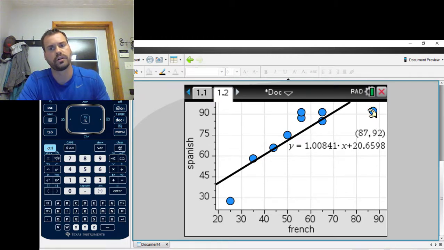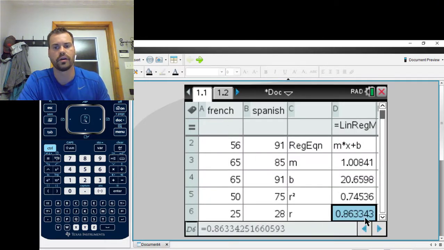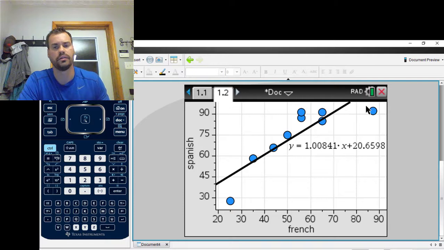So there's a couple data points that are way out, and there's a couple data points up here that are a little bit above, but generally there's our positive strong correlation, and it's strong because our R value is 0.863343. So you can actually get it to do the regression line, and you can see your line.